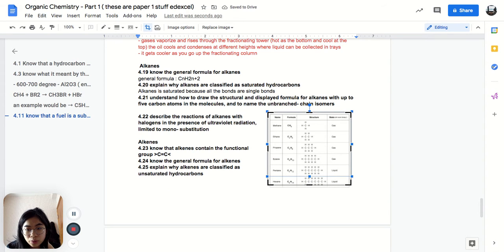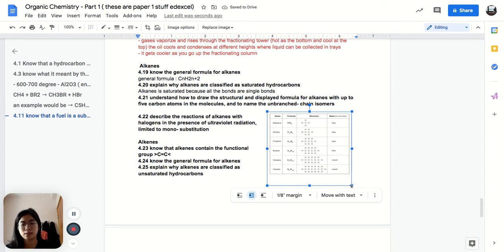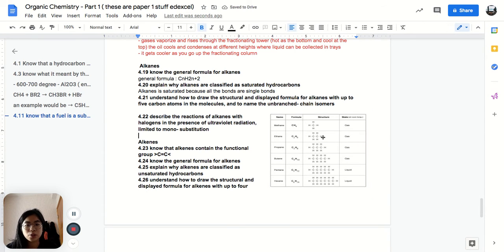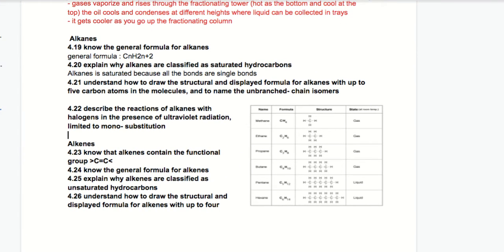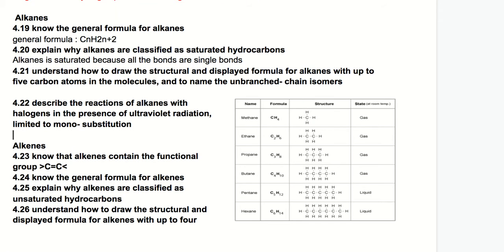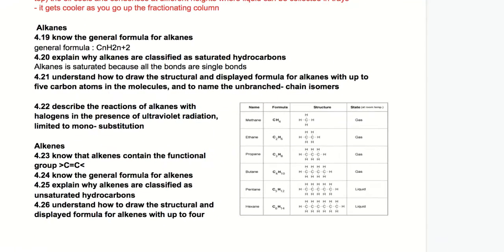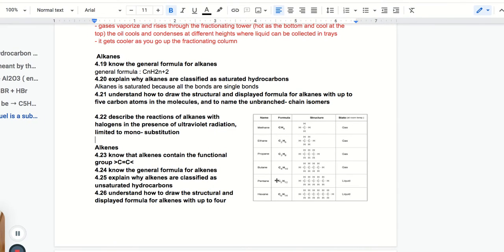But basically you do need to know the first 5. So you guys can see it more clearly, this is the table that you've got to know. You don't really need to know the state, but it would be great if you do, because they love asking what is the state of ethene and propane at room temperature. But you don't have to know it for now. So this is what I'm talking about.